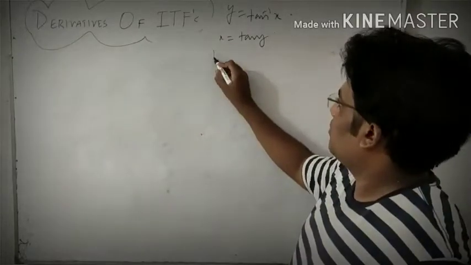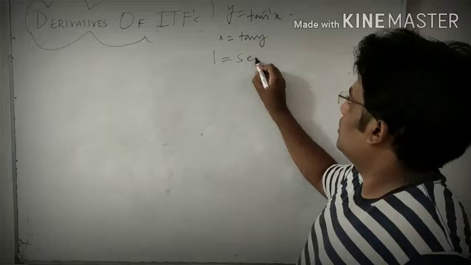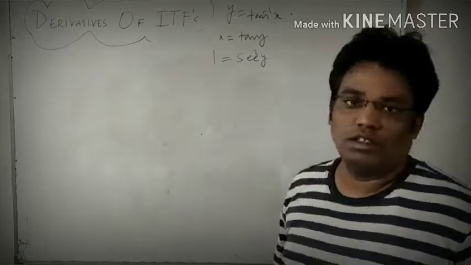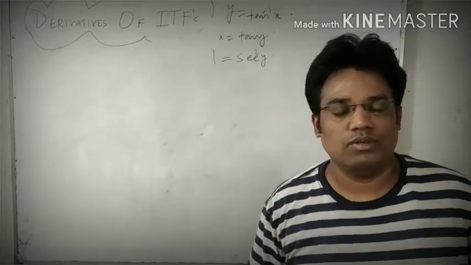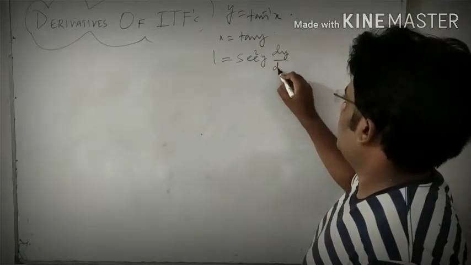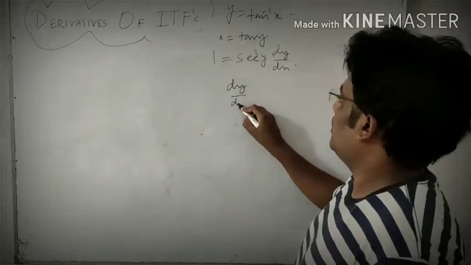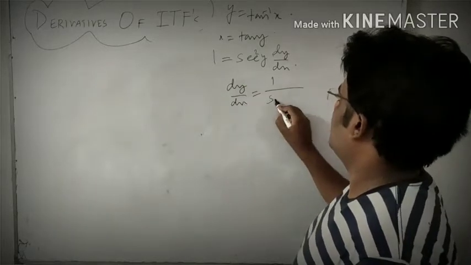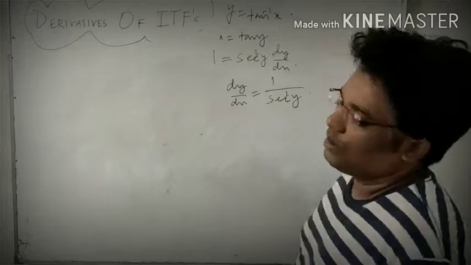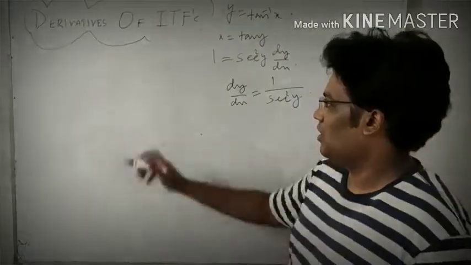Differentiation of x with respect to x is 1. Differentiation of tan of something is secant square of that something. Differentiation of y with respect to x is dy by dx. So finally, dy by dx equals 1 by secant square y. This is very, very fundamental, very, very important.